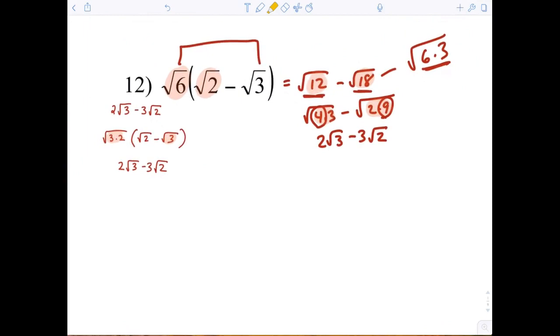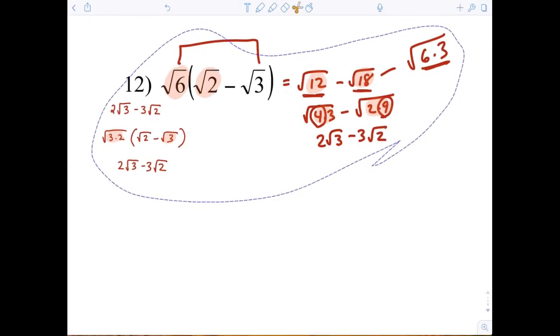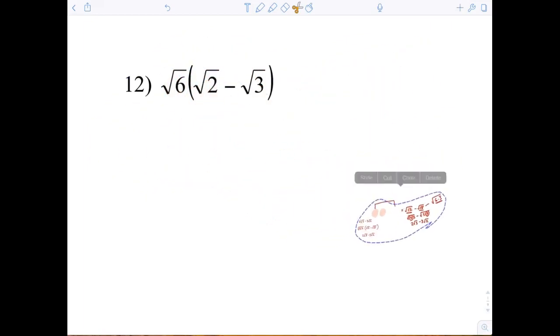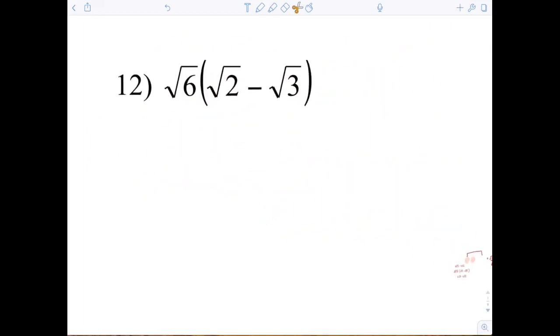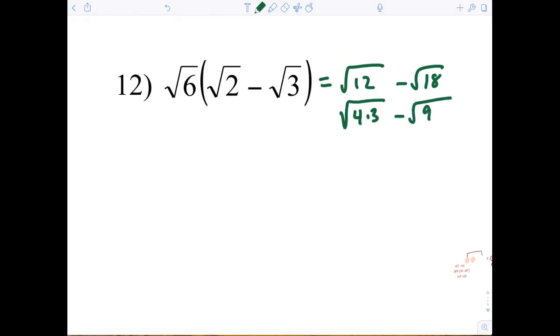All right, let me walk you through number 12 because I think number 12 is a good thing to review. Now, if you wanted to, the average person would just say that's the square root of 12 minus the square root of 18. And then you just break it down from there. The square root of 12 is 4 times 3 minus 9 times 2. So that's 2 radical 3 minus 3 radical 2. Everybody see that? But I think there's a better way.